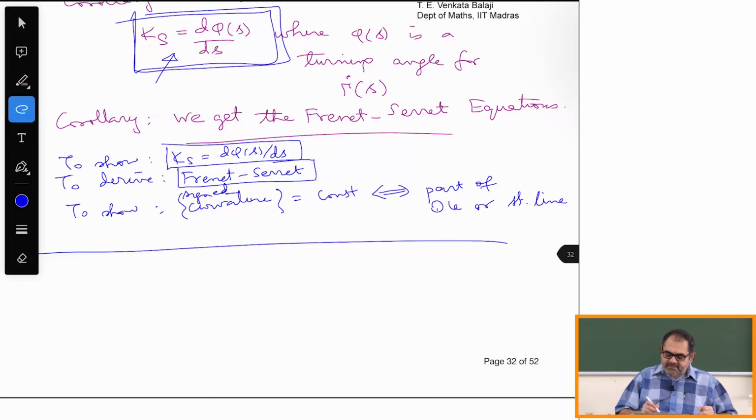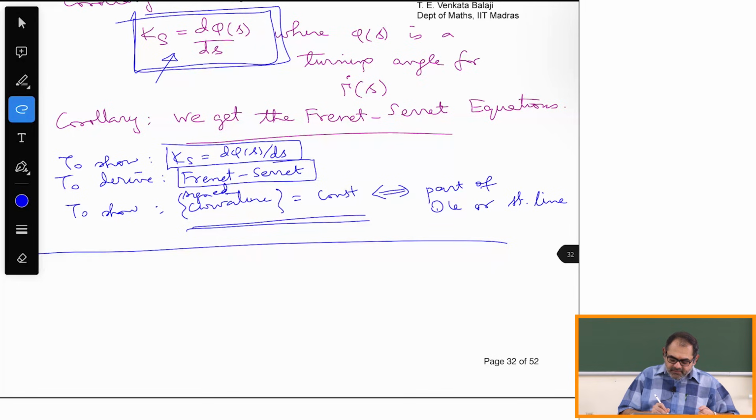Okay, the third thing is, I want to also say this fact, which is something that you should think is very, very obvious. If the curvature is constant for a curve, or even if you take a piece of a curve, then you should expect it to be either part of a straight line or part of a circle. Now you see, if you try to prove it with the general formula for curvature, it's somewhat difficult. But with this turning angle, it's very easy to prove. So this is also something that we will deduce.